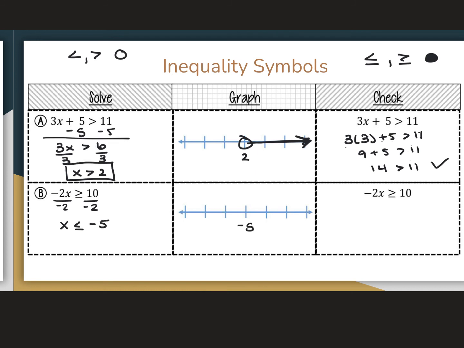So I'm going to put negative 5. Since it is less than or equal to, I'm going to use my closed circle, and I want all x values that are less than or equal to negative 5.